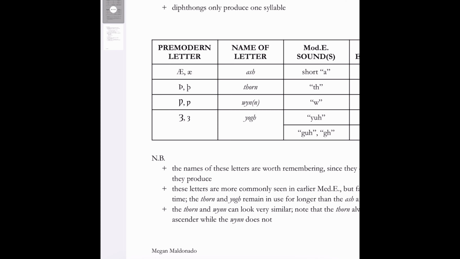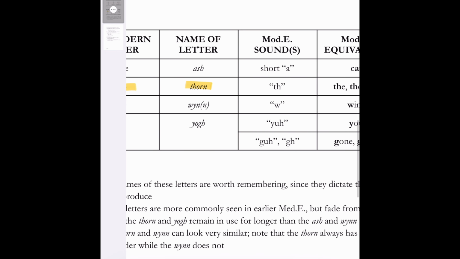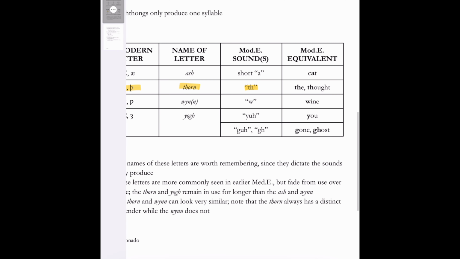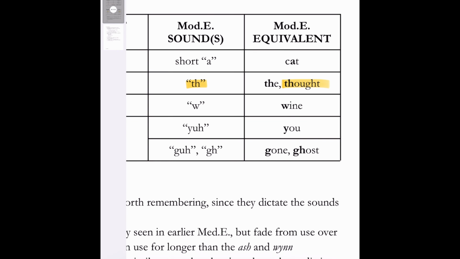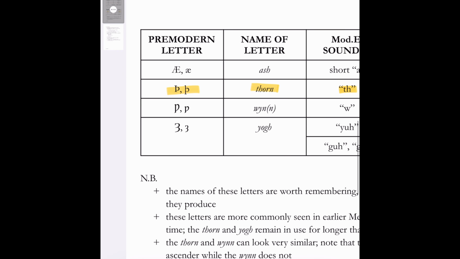This is a thorn. Thorn makes the th sound. Thought, as I started to say in Middle English, thought, th, th, thorn, thorn, th.